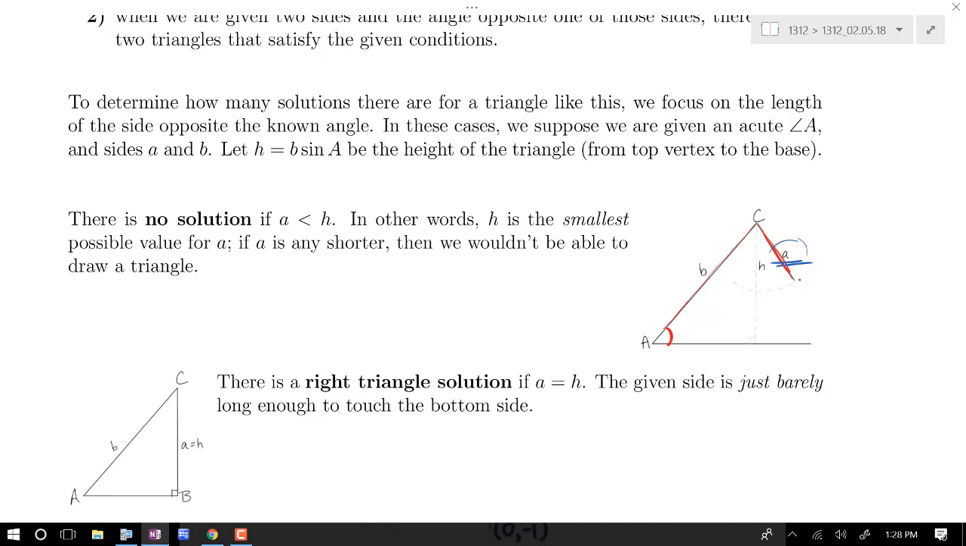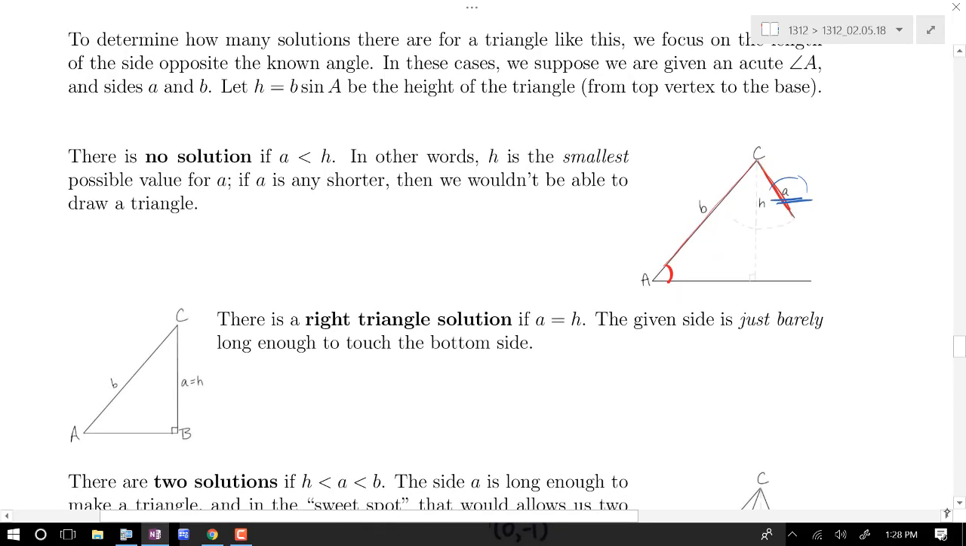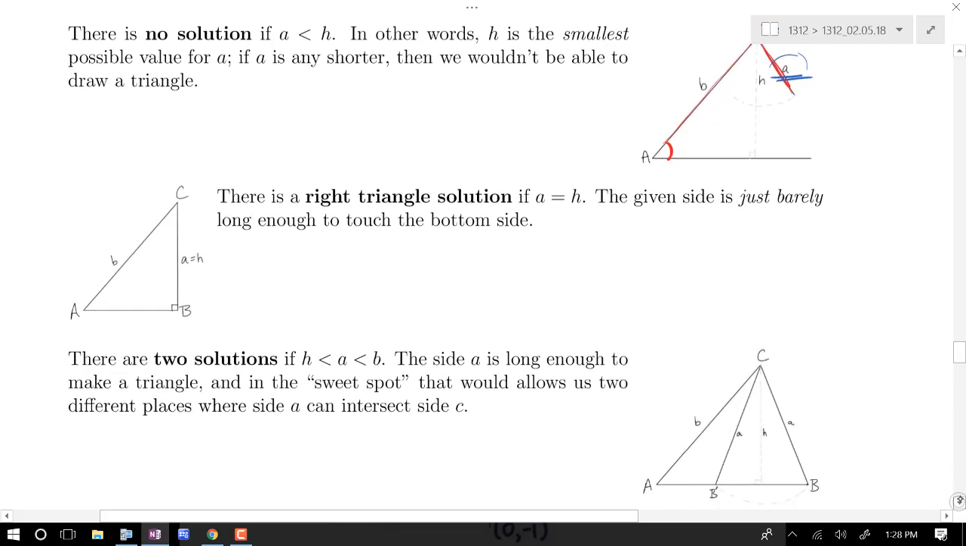If it's precisely equal to H, we say, oh, look, it's a right triangle, and we do whatever we do with right triangles, and then we're done. If it's bigger than H, then we know we can make a triangle, and we need to figure out, can we make more than one?